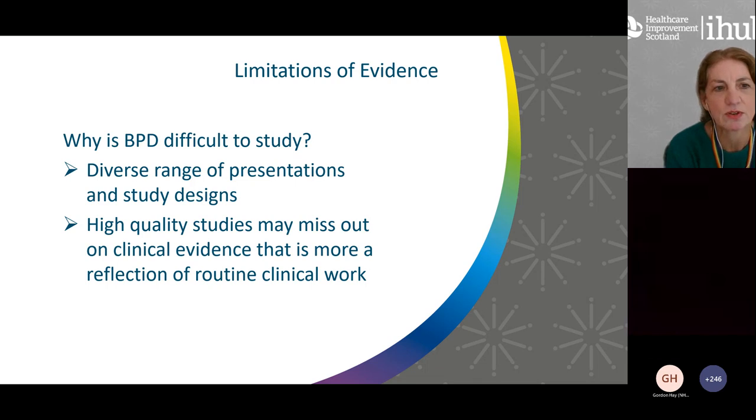In particular, it's then difficult to compare different studies and to get larger groups of studies together to give us a scientific backup for what services to deliver. The other thing is high quality studies very often miss out on clinical evidence that's more reflective of routine clinical work. For example, with these studies, it will be difficult to understand the elements of the therapeutic relationship, difficult to really understand the lived experience and how people would articulate what looks good and what works for them.